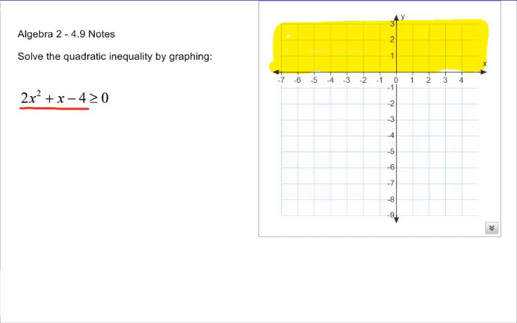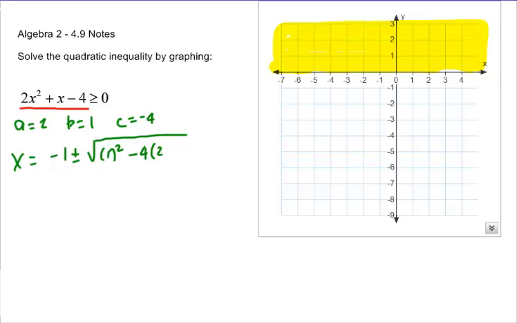And on this one, we don't know if it can factor or not, so let's go ahead and set up the quadratic formula. So I get the opposite of b plus or minus the square root of b squared minus 4 times a times c all over 2a.